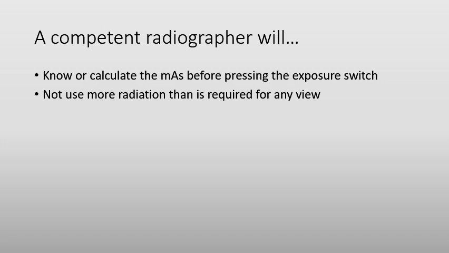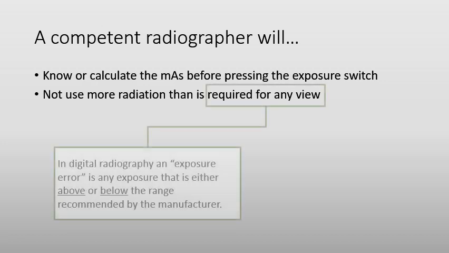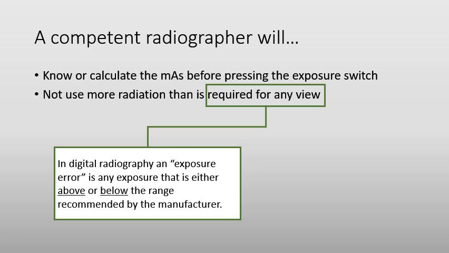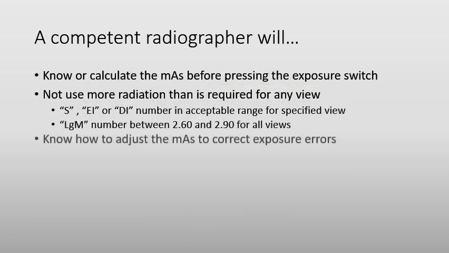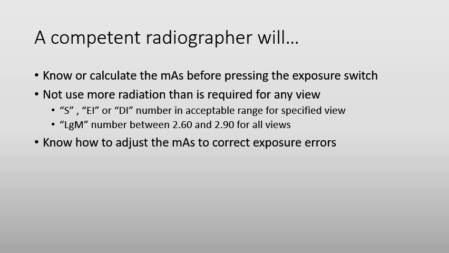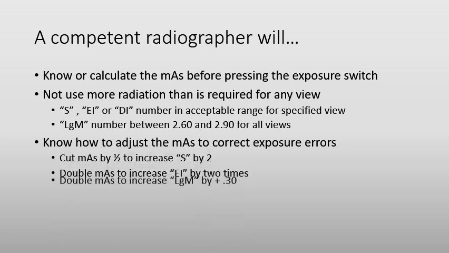If you are wondering what makes an incorrect digital exposure, it is an exposure that deviates from the manufacturer's recommended exposure range. When deviation occurs, the competent radiographer will know how to correct the problem and follow the manufacturer's recommendations for maximum dose as indicated by the S number, the EI number, or the LGM.